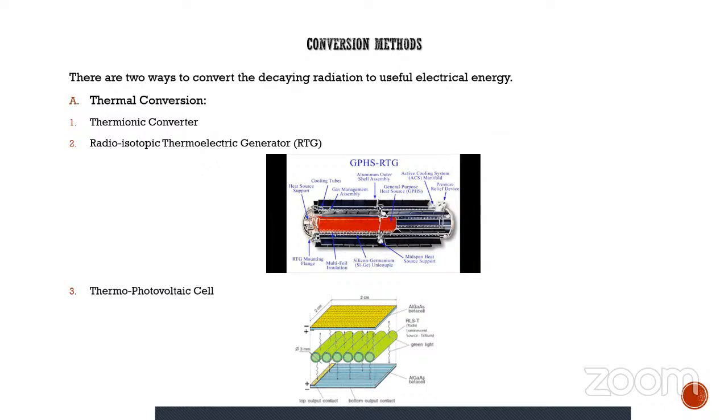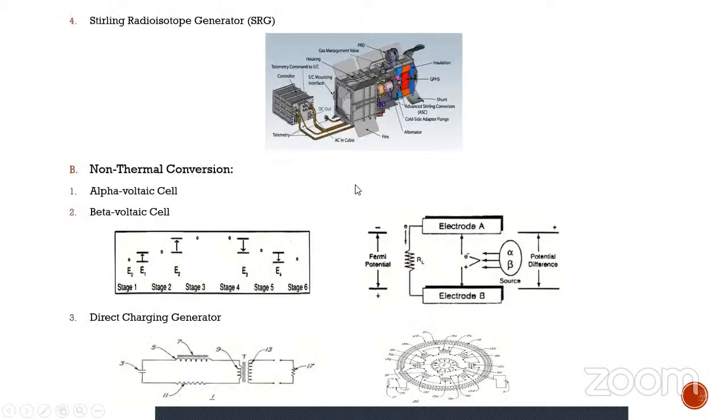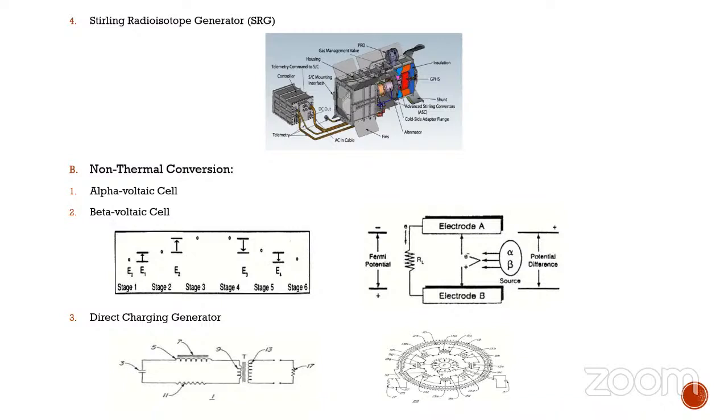We have certain conversion methods. As I already told, the nuclear battery runs a conversion method, so the heat is converted into electricity. There are two ways to convert the decaying radiation to useful electrical energy. The first one is thermal conversion, where the output power is a function of the temperature difference. It means we use the high temperature from the radiation of the material and turn that into electricity. The other is non-thermal conversion, where the output power is not a function of the temperature difference.